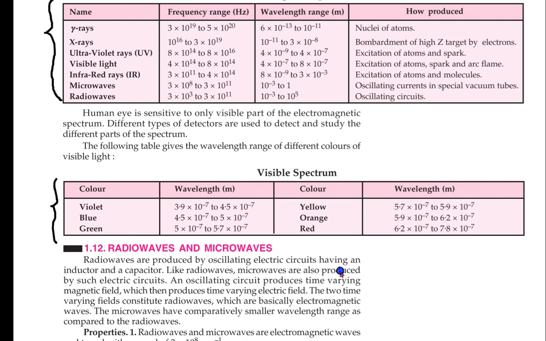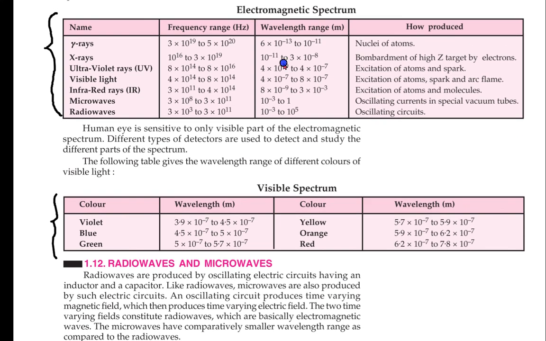Electromagnetic spectrum, and its frequency range. Gamma ray frequency is 10 to the power 19 to 20. If gamma ray moves along this direction, and gamma ray is also a wave, so it will move like this.